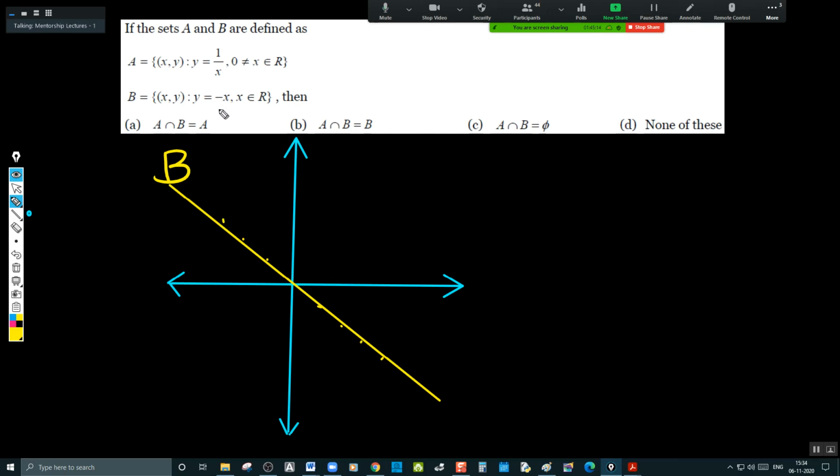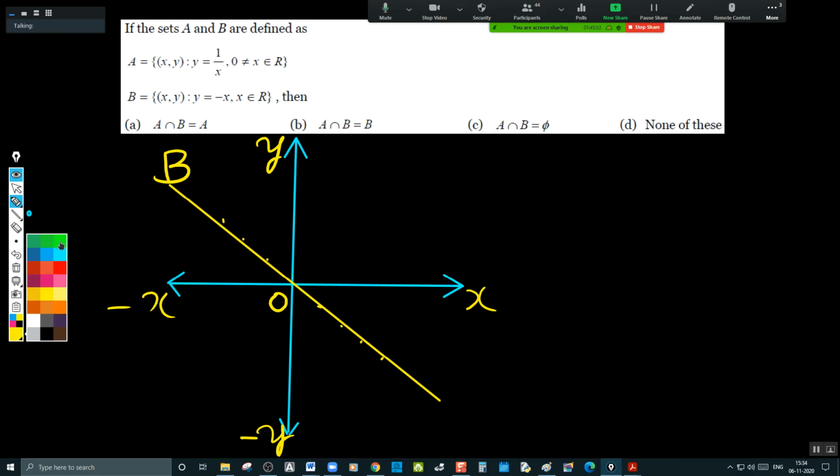Let us come to set A. It is very clearly given that x is not equal to 0. That means this is 0. This is x, minus x, plus y, minus y. You cannot give x is equal to 0 for this one. If you give x is equal to 0, what happens to y? Undefined. Undefined case we cannot show in the graph, but we will make it parallel.